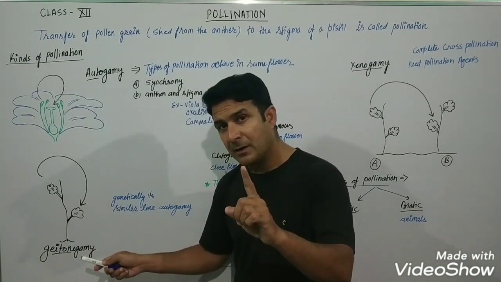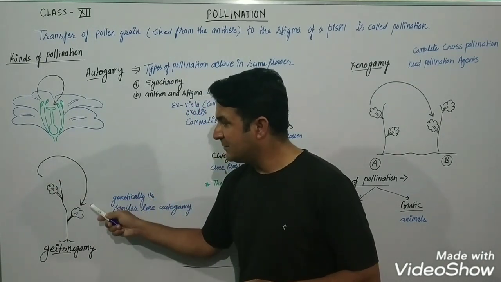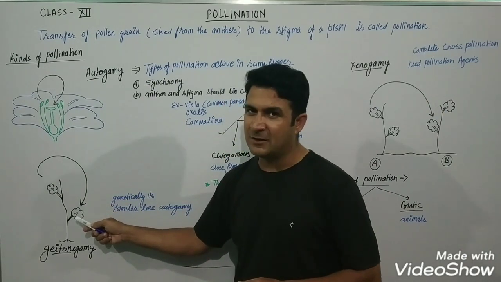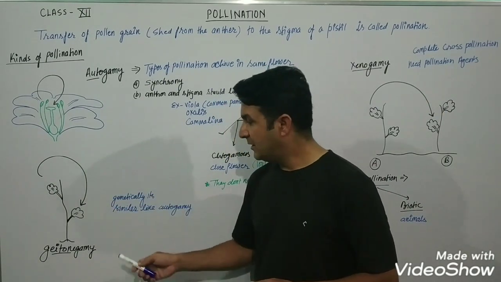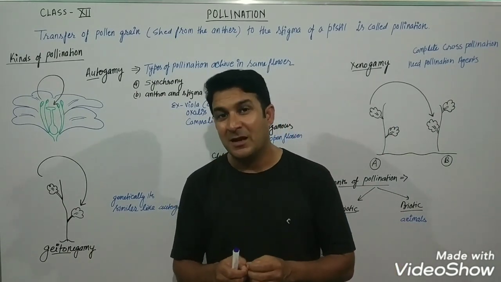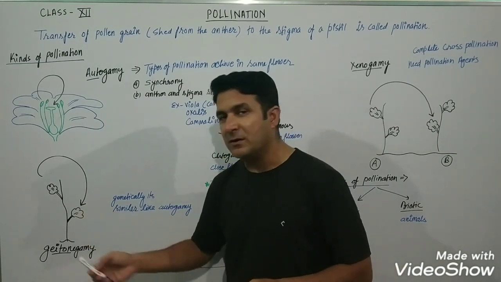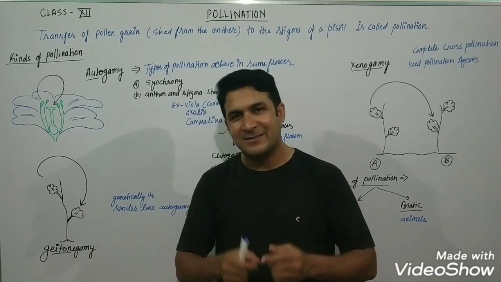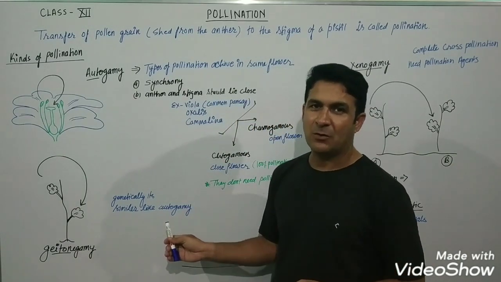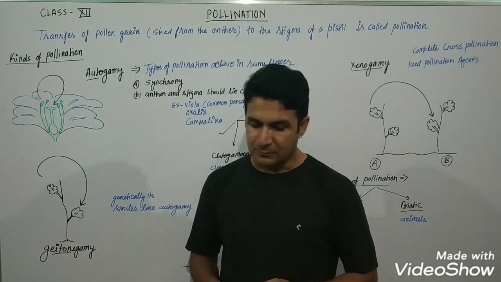The plant is one, but the flowers are different here. So the transfer of pollen takes place from one flower to the stigma of another flower. This kind of pollination is called geitonogamy. Although it's a kind of cross pollination, genetically, because the plant is one, the genes of both the flowers are the same. So genetically it is the autogamous type, and this is autogamy type pollination.